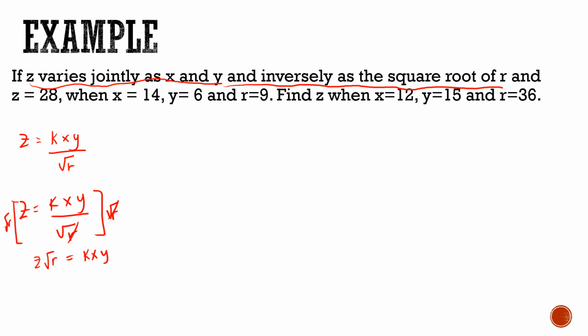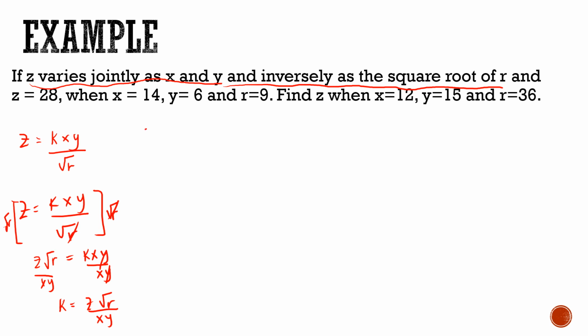Next step is we want to eliminate the xy since we only want to find for the value of k. So to eliminate xy, we will be just simply dividing both sides of the equation by xy. So this will be cancelled out. Therefore, k is equal to z square root of r over xy. Since you already know the formula for getting k, we can now proceed on finding for the value of k.